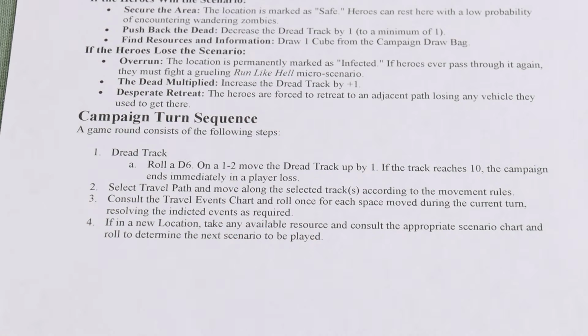Now, the campaign turn sequence that I developed consists of basically 4 steps, and that will compose a game round. We're going to begin with a dread track roll. We're going to roll a d6, and on a 1 or 2, the dread track is going to move up by 1. If the track ever reaches 10, the campaign immediately ends at a player loss.